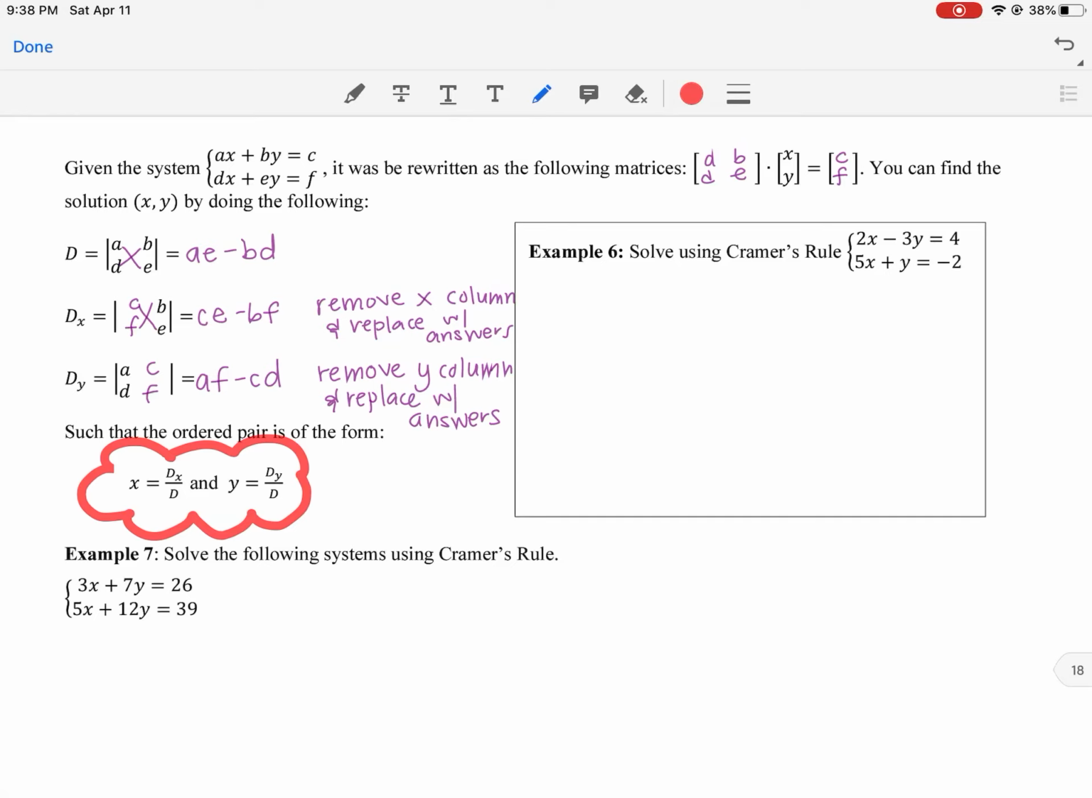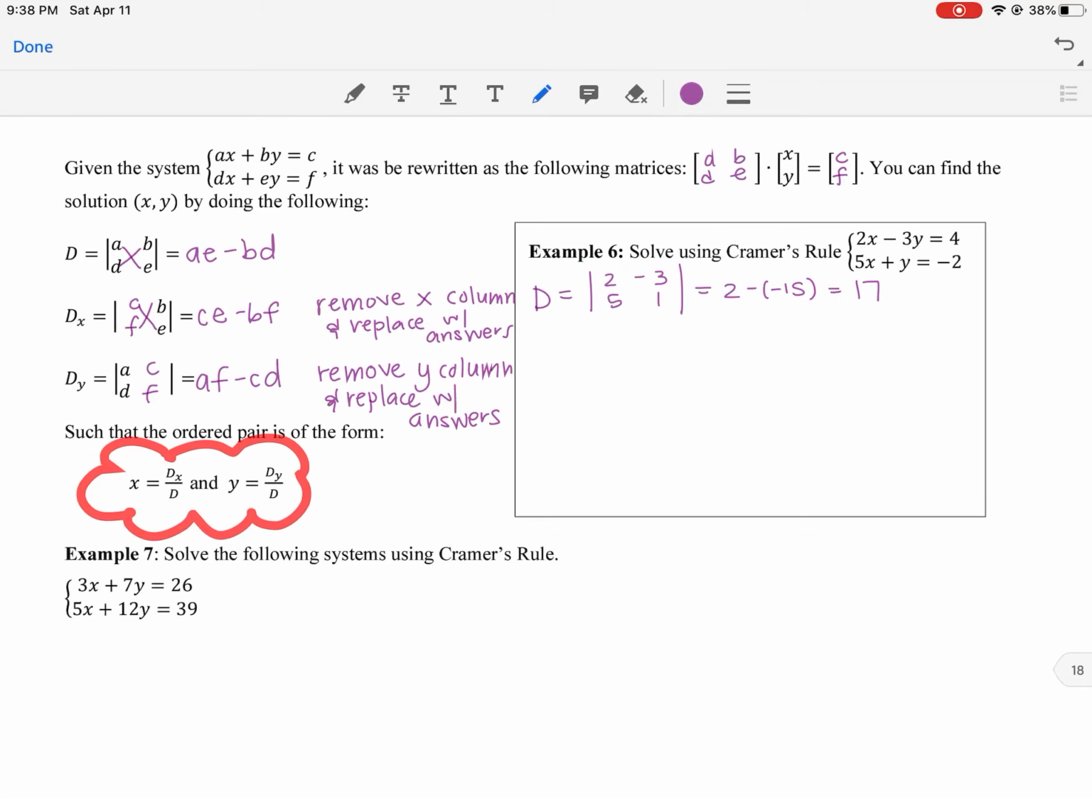And the cool thing is that the x value is going to be the determinant of that matrix, dx, over the determinant of the original, and y is the determinant of that matrix, where we replace the y values with the answers, over the original. So let's see it in action. So let's first find the determinant of our original matrix.